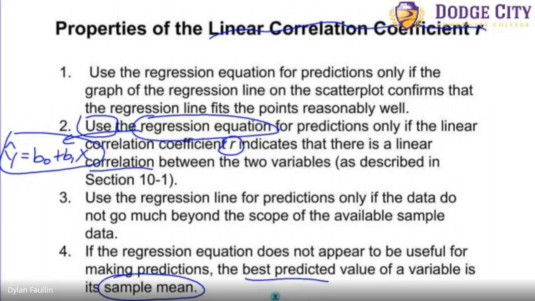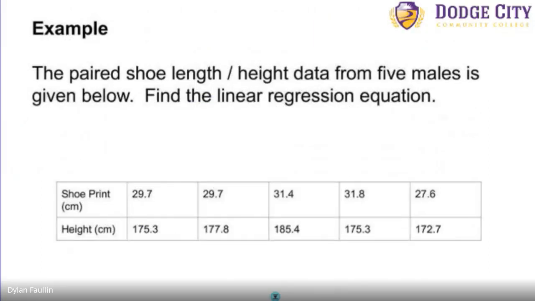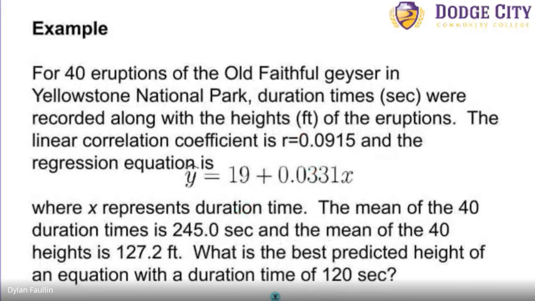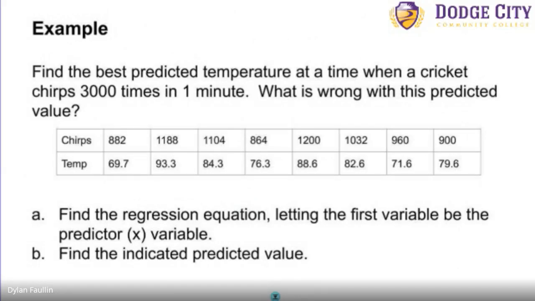All right, so let's revisit this data. I'm sorry, we typed it in and then we cleared it out, didn't we? Let's do this one first, because you still have this data in your calculator, right? The chirps and the temperature. So let's go ahead and take advantage of that. It's the same numbers that we had in 10.1. Find the best predicted temperature at a time when a cricket chirps 3,000 times in 1 minute.